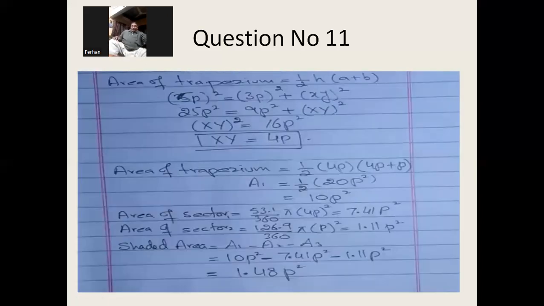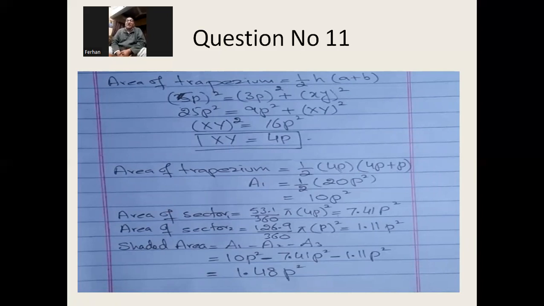Now the area of the trapezium, I can find that, is 1 by 2 into height into sum of parallel sides. So I can find that area: 1 by 2 into 4P into 4P plus P, that is 5P. That will be 20P square divided by 2, which is 10P square. So the area of that whole trapezium, which I have shown you, is 10P square.